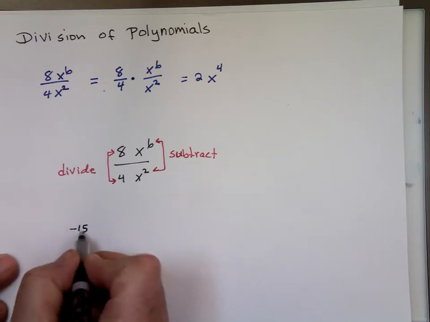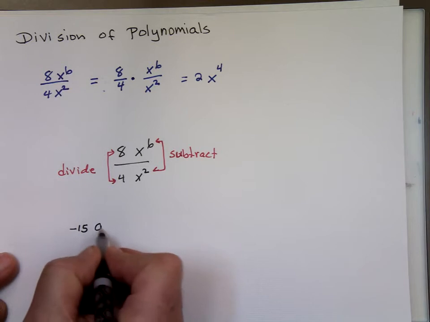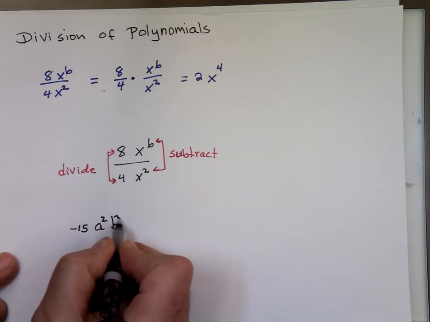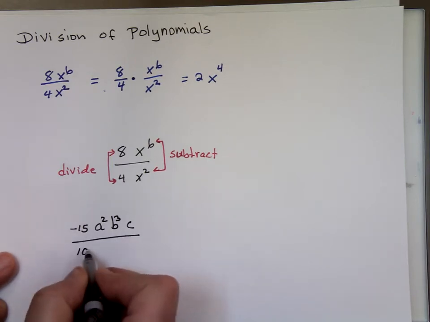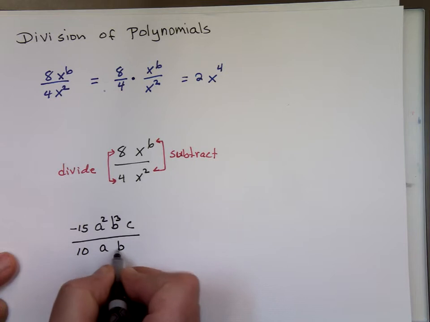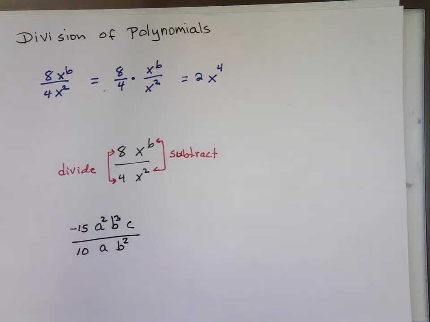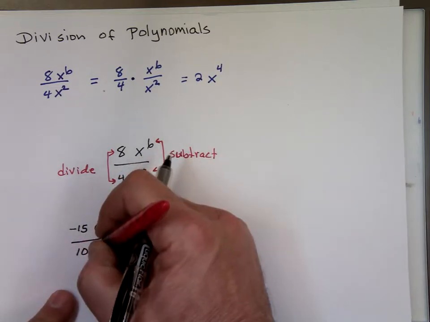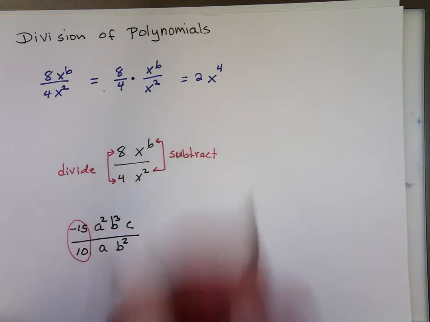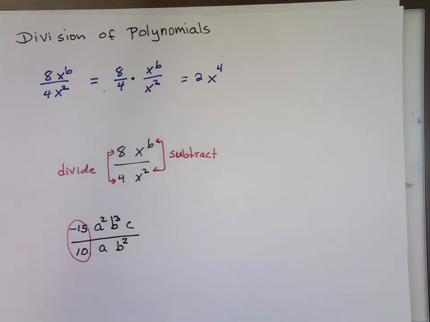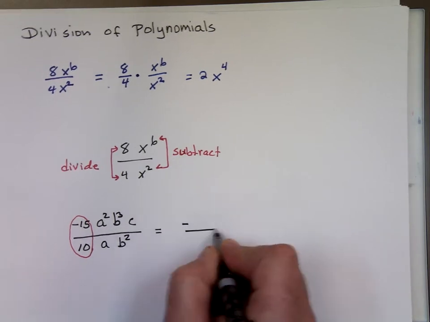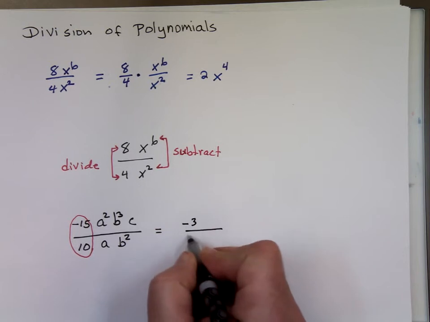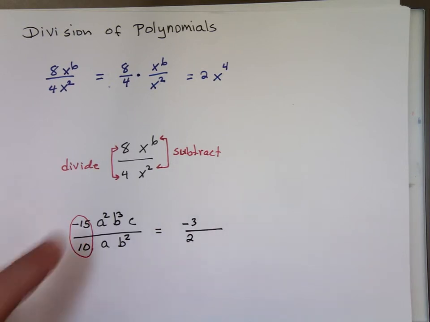Negative 15 a to the second, b to the third, c divided by 10 a b squared. Let's take the two numbers and divide them. Now, you know our software wants the answer to be exact, so you can leave it as a fraction. If you simplify that, that's what? Negative what? 3 over 2. Very good. We're dividing by 5. That's 3 over 2.